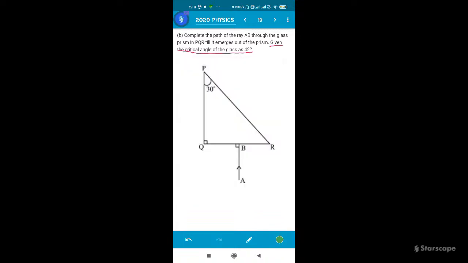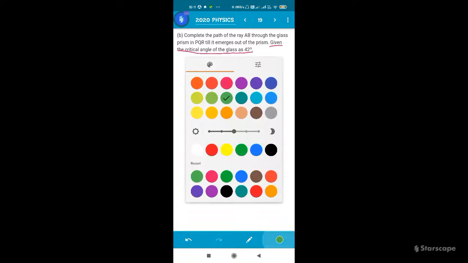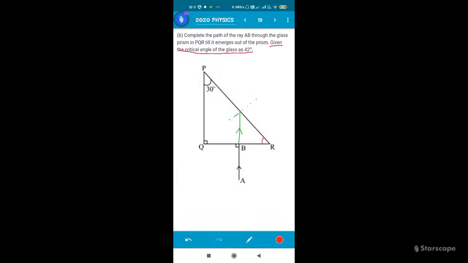So first of all, we see that AB is falling perpendicularly on face QR. So obviously it will move perpendicularly only till it touches the face PR. Okay. Now we will check whether the critical angle criteria is met or not, and then we are going to see whether total internal reflection or normal refraction occurs. So let me make the normal first. Okay, now. So this angle is 30 degree, this is 90 degree. So obviously this angle will be 60 degree, right? This is 90 degree. So using the property of triangle, we can say that this particular angle is 30 degree.